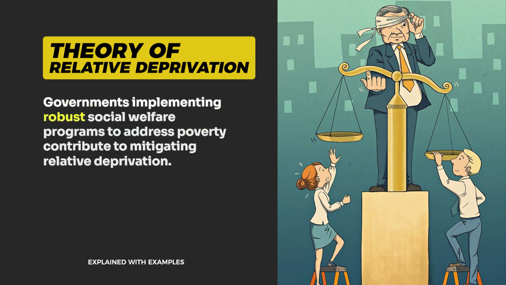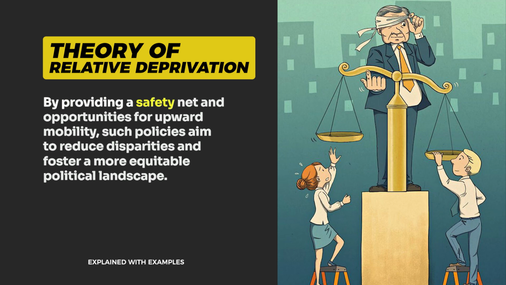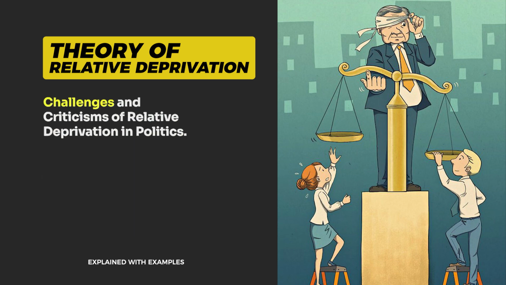Governments implementing robust social welfare programs to address poverty contribute to mitigating relative deprivation. By providing a safety net and opportunities for upward mobility, such policies aim to reduce disparities and foster a more equitable political landscape. Challenges and criticisms of relative deprivation in politics.